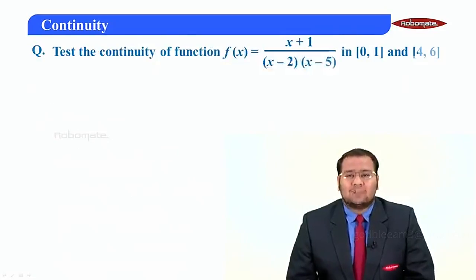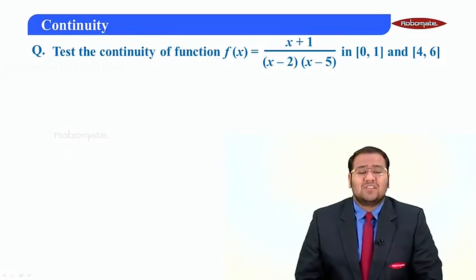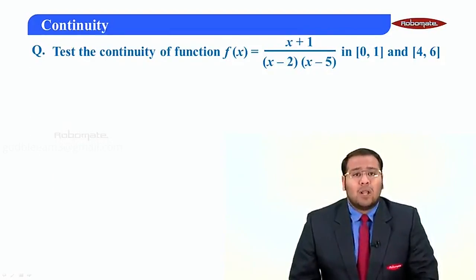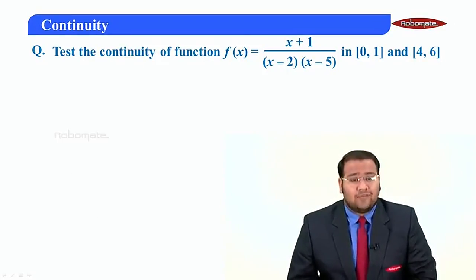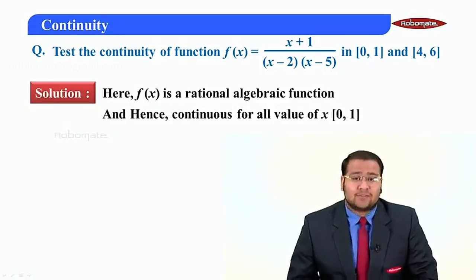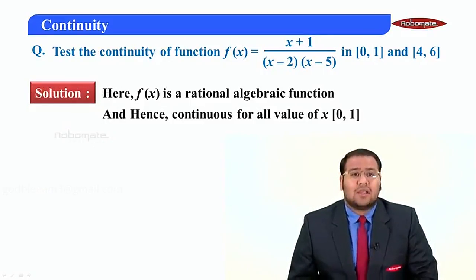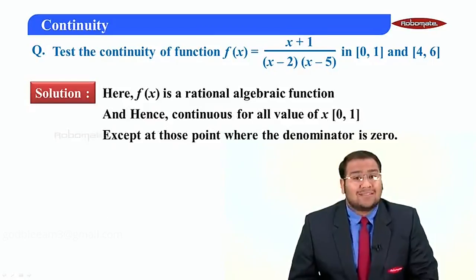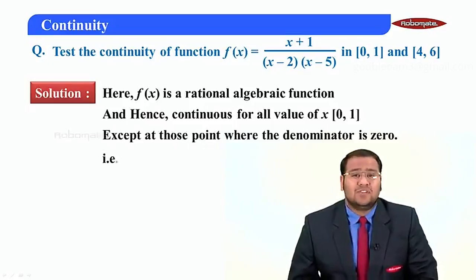Moving ahead with the next problem, you need to test the continuity of a function f of x, which is given by x plus 1 the whole upon x minus 2 into x minus 5, in the respective intervals of 0 to 1 and 4 to 6. So here f of x is a rational algebraic function, and hence it has to be continuous for all the values of x in the range 0 to 1, except at those points where the denominator is 0.